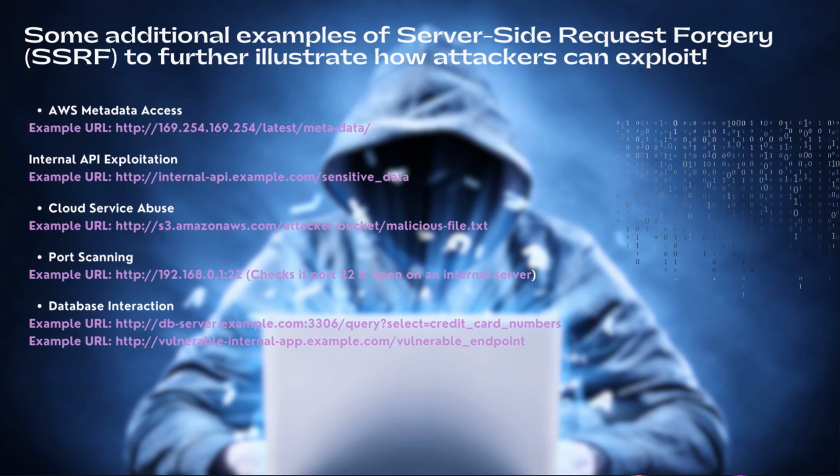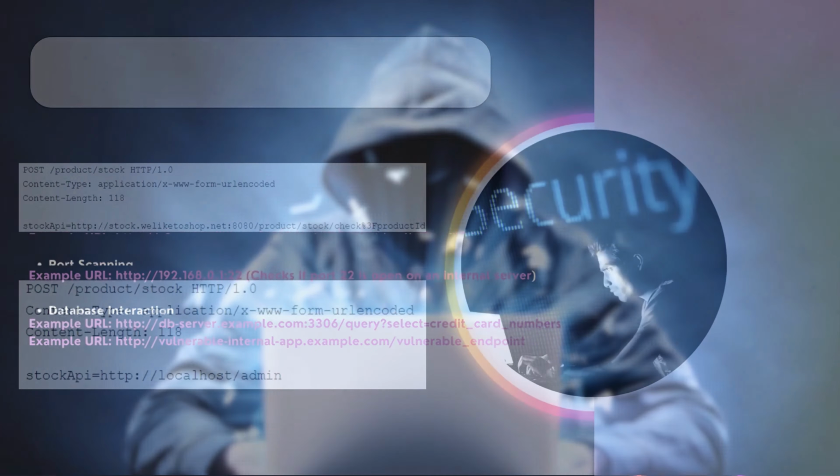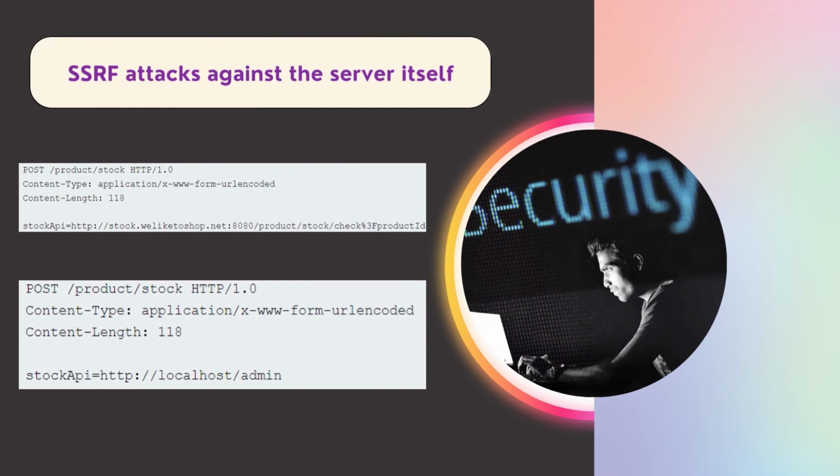Moving on, we have database interaction. If the web application can interact with databases, an attacker can use SSRF to access and manipulate sensitive data stored in these databases. By crafting a URL that points to the database server's internal IP and port, the attacker may perform unauthorized queries or exfiltrate data. So moving on, we will talk about SSRF attacks against the server itself.